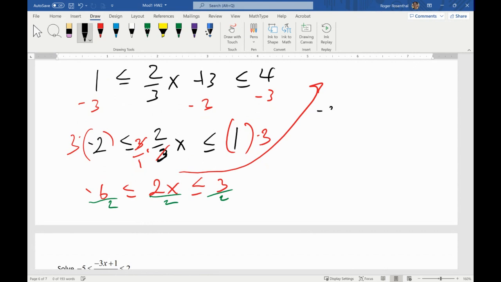When I do that, I'll have negative 3 on the left. The 2's cancel. I'll get x in the middle. And on the right side, I will have 3/2. That's my answer in interval notation. That would be bracket negative 3, positive 3/2, bracket.